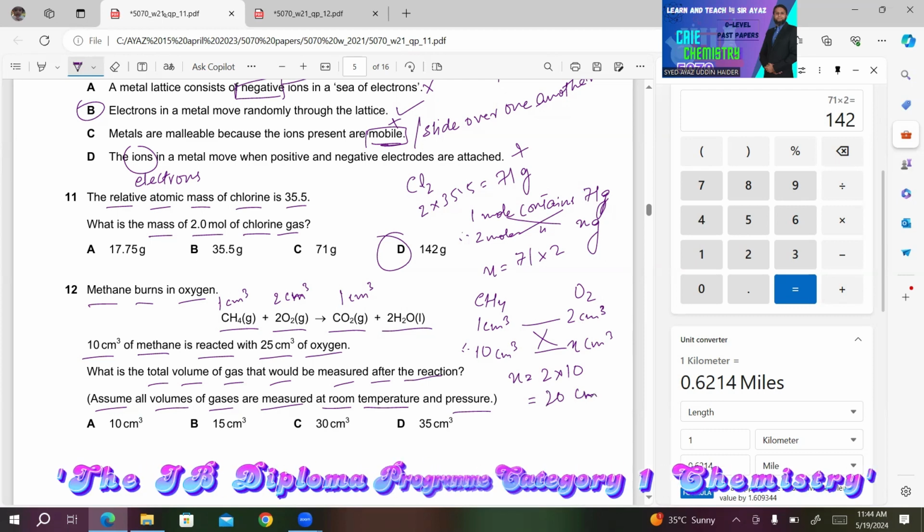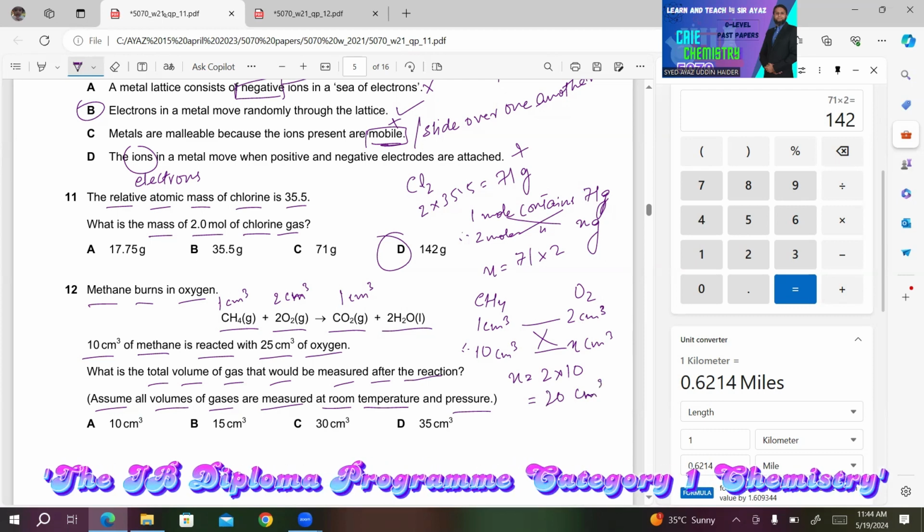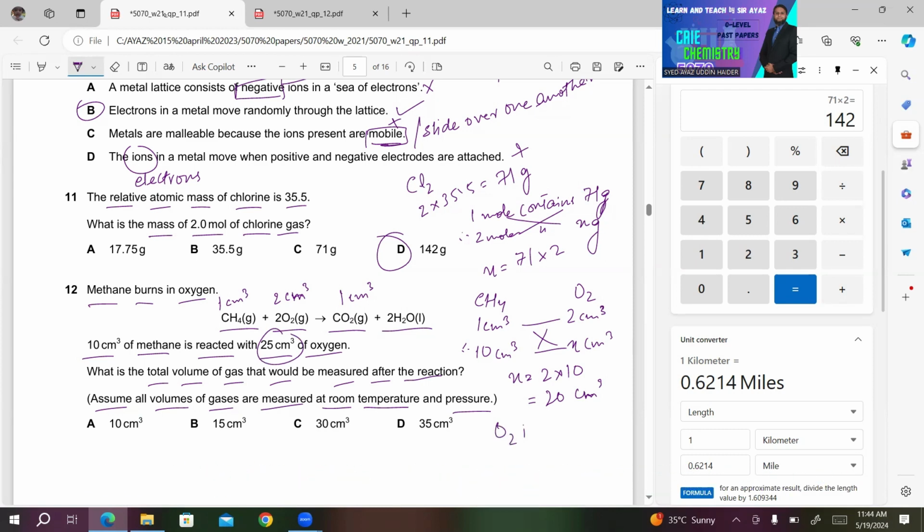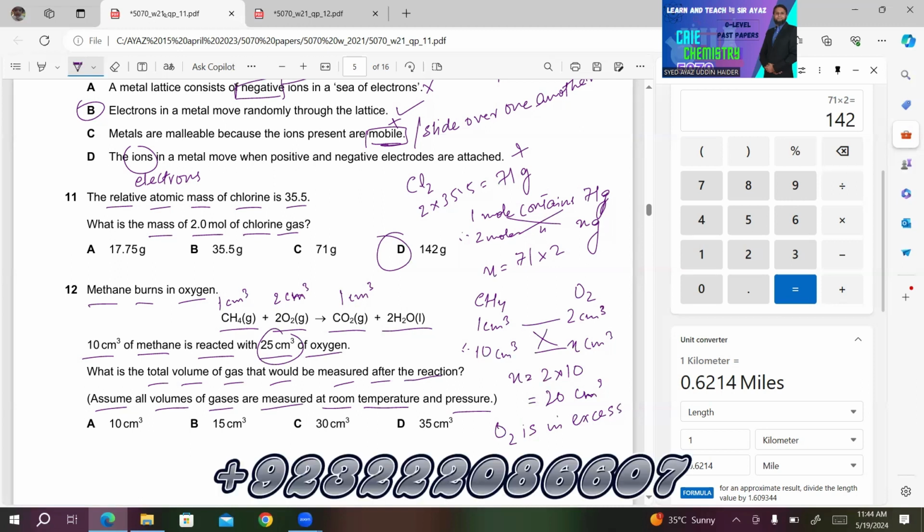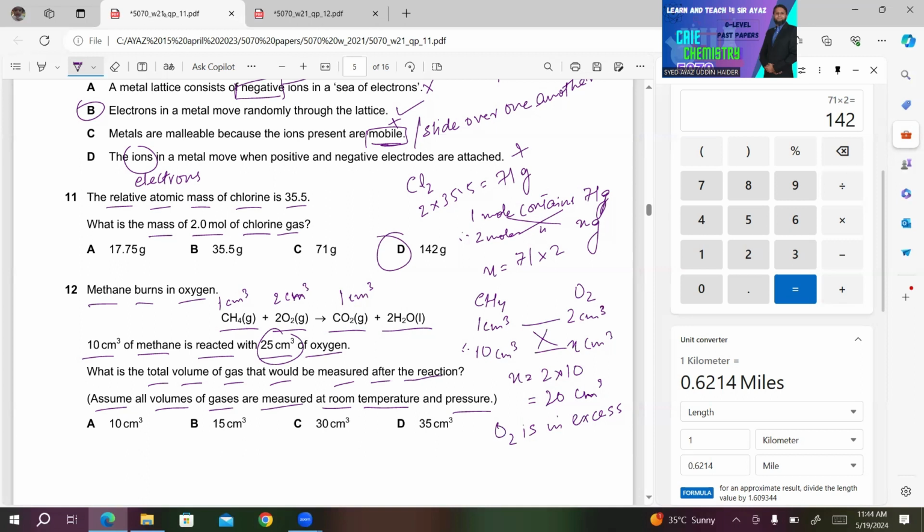Now in the question, they are saying 25 cm cube of oxygen, which means oxygen is in excess. And methane is limiting. Which means that you have to subtract 20 from 25 cm cube and you'll get 5 cm cube. 5 cm cube of O2 will be left on this side.